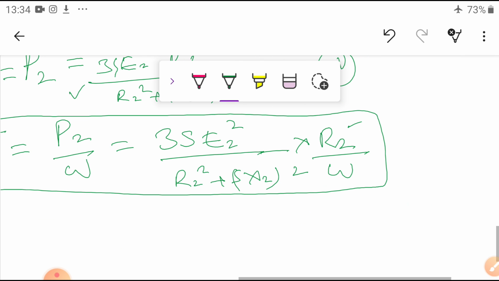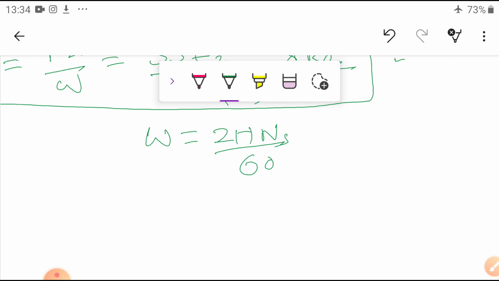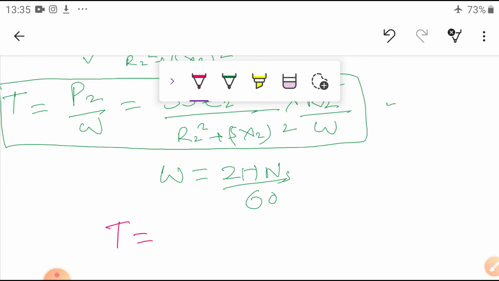What is omega? We can write the angular velocity, that is equal to 2 pi n by 60. So this is the value. So torque we got it. Finally, we are going to get the torque equation. Torque is equal to, so what is the value? I am going to get it simply by substituting this value.